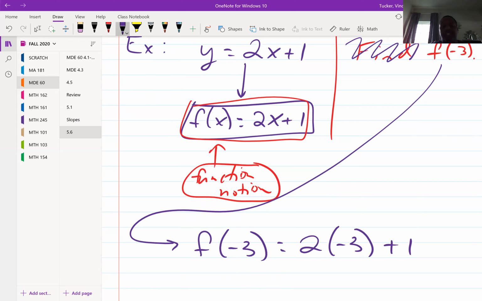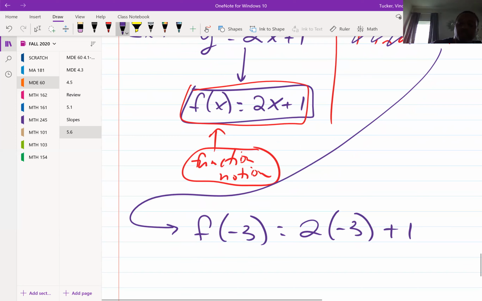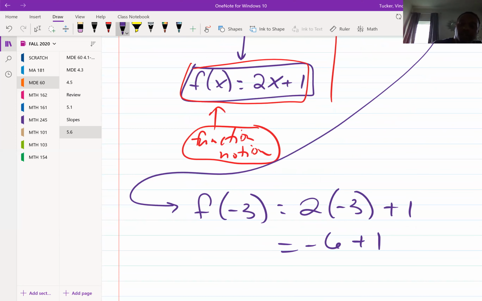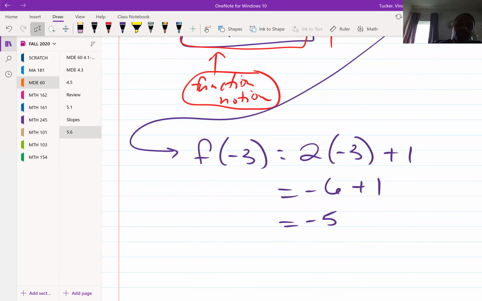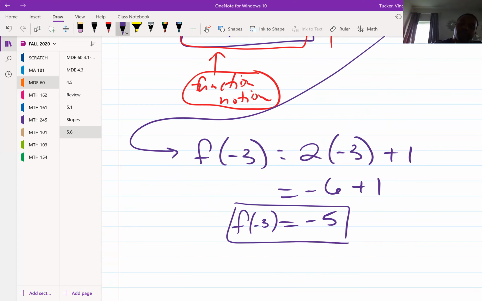Now f of x has to be established first. They can't say find f of -3 but not give you what the function f of x is. So f of x has to be given to you, and then you can plug in -3 into that function. And that is negative 5. So f of negative 3 is negative 5.